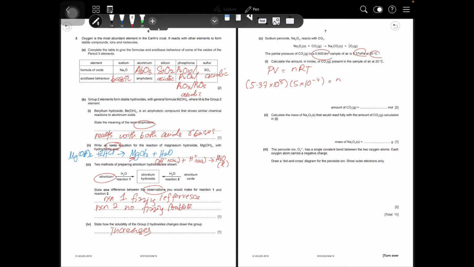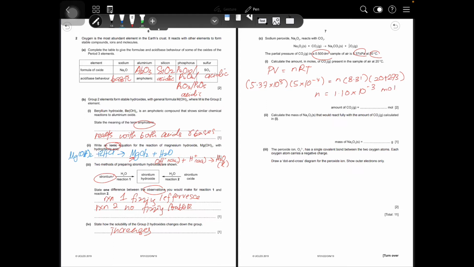n is what you want to calculate. R is definitely the constant 8.31, and the temperature you need to convert into Kelvin, so that will be plus 273. Just calculate as usual. You will have 1.10 × 10⁻³ mole.